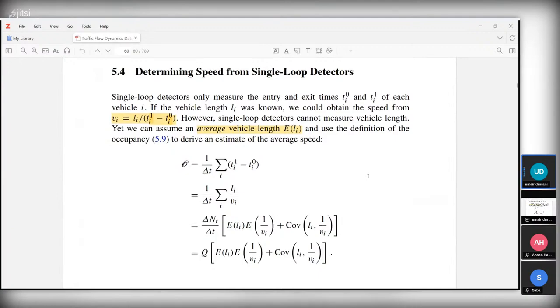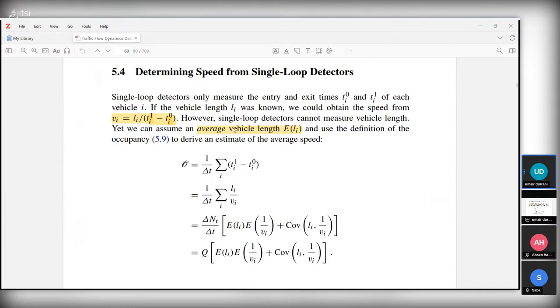All right, next section is determining the speed from single loop detectors. In the beginning of the chapter, it mentions that you cannot actually determine speed from single loop detectors because single loop detectors have a very small distance between them. The spacing is very small. And so even if you use double loop detectors, if we have a distance of, let's say, 2 meters, in that case, it makes sense because you have some distance and speed estimations require you to have some distance. So double loop detectors will give you the speed, single loop detectors won't.